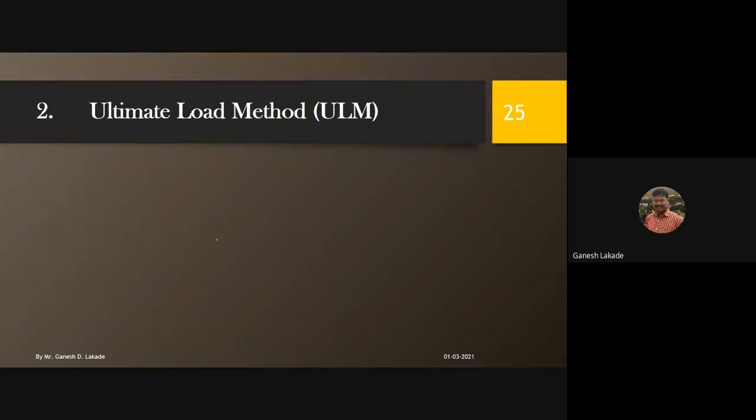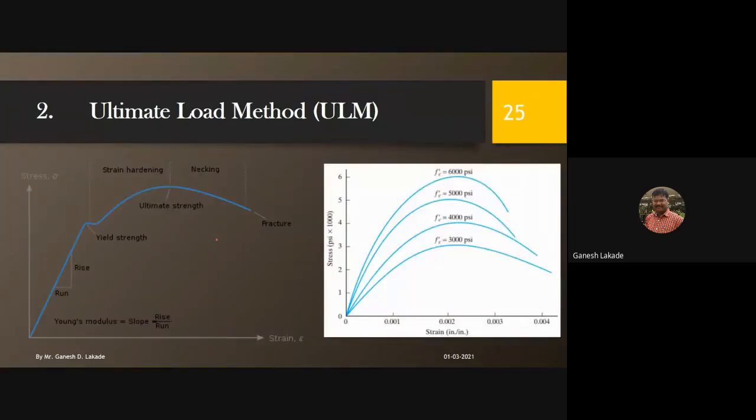Here you can see the stress-strain curve relationships for steel and concrete. We will discuss this in detail again in upcoming lectures. Okay.